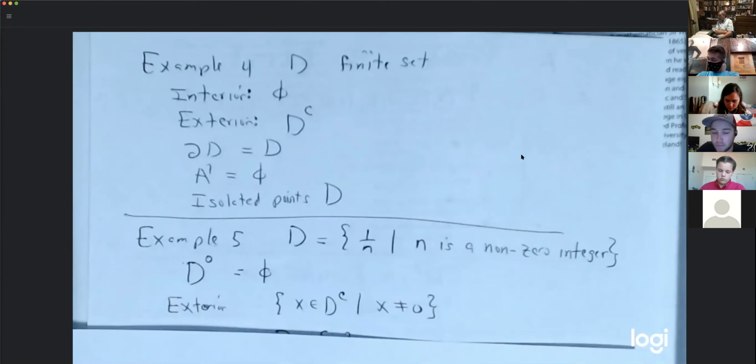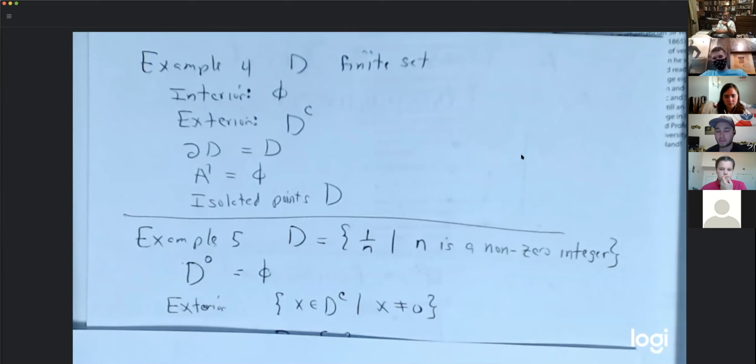The exterior is everything that's not named here except 0. Okay? 0 is also in the complement, but it's not exterior. So any non-zero number that's not one of these fractions is the exterior. Why is 0 not an exterior point? Because every neighborhood of 0 contains one of these points. You give me any distance around 0, I can get an n big enough so that 1 over n is inside that distance.